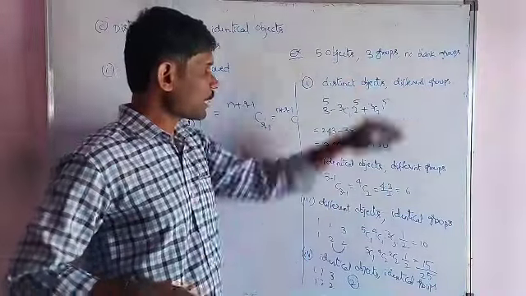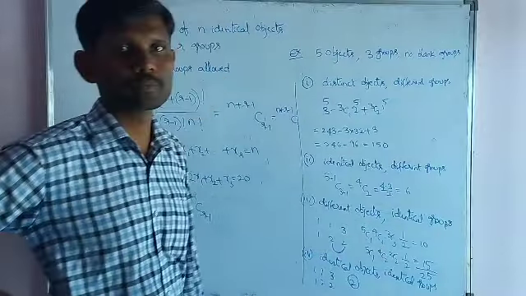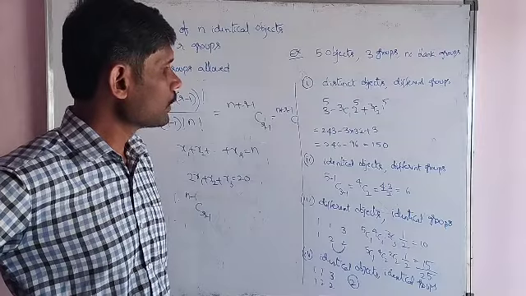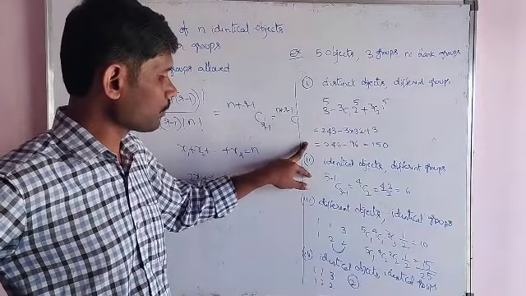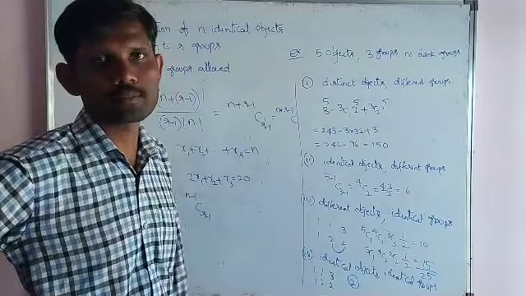So both distinct, any one distinct and the other identical, and then both identical: the 4 cases. For these two we can directly use the formulas. For these two we need to go with writing the cases.